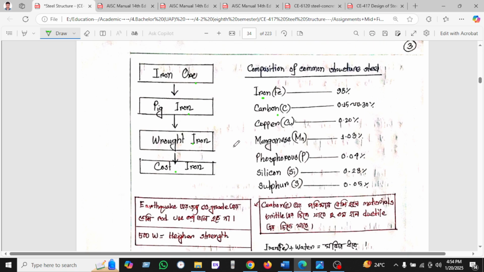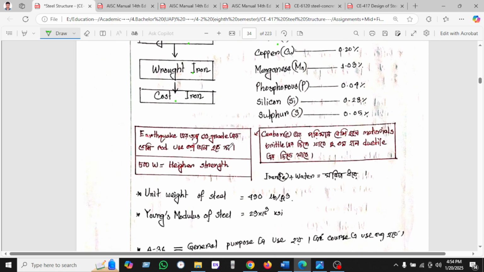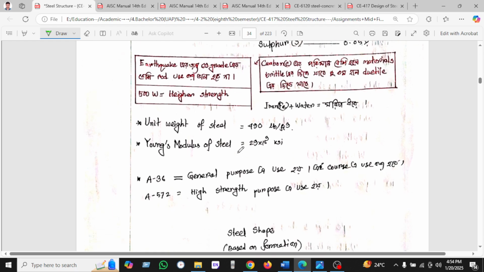So we try to use grade 60 steel or lower for severe earthquake-prone areas, as the ductility is higher for a lower grade of steel. Okay.